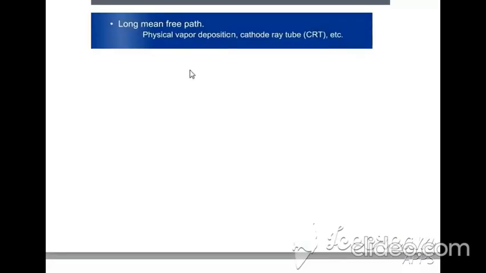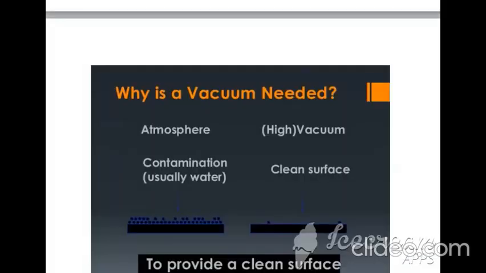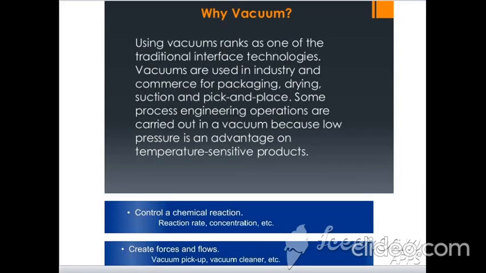We want that free path in many applications like cathode ray tube and physical vapor deposition. So the summary of the above diagrams is that if atmospheric pressure is present, then the surface will have many particles, and if a high vacuum is created with the help of equipment like a vacuum pump, then the surface will be clean of particles, and a free path will be available. After the concept of why vacuum, we proceed to applications.